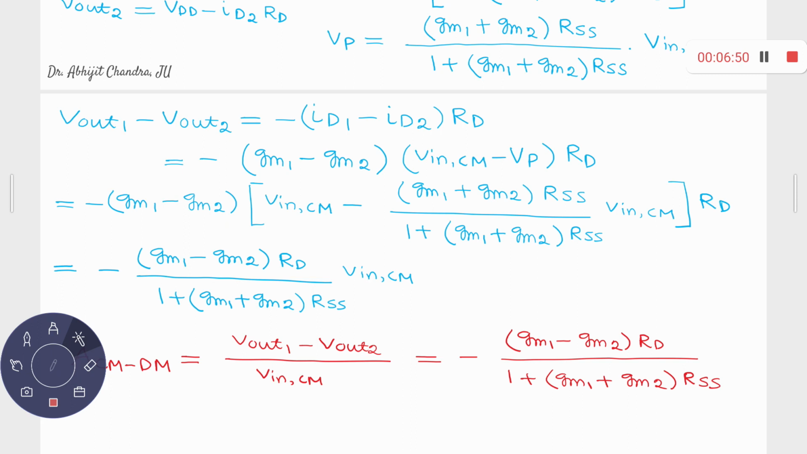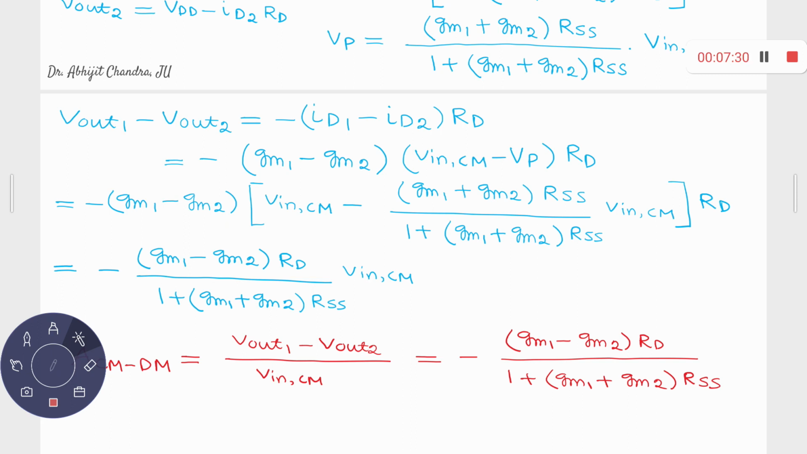So ACM-DM is nothing but V out1 minus V out2, the differential output, upon the common mode input. Here the output is differential and the input is common mode. That expression comes out to be minus (GM1 minus GM2) times RT divided by 1 plus (GM1 plus GM2) times RSS. Ideally that gain should be 0, meaning that even with a common mode signal the differential output should be 0. But since it is not an ideal situation, you have some non-zero ACM gain.